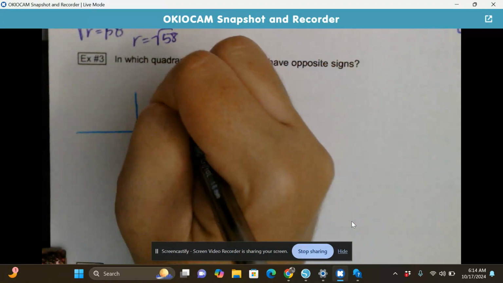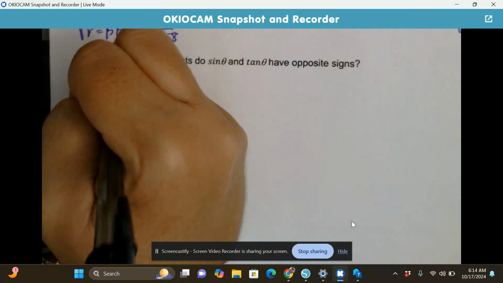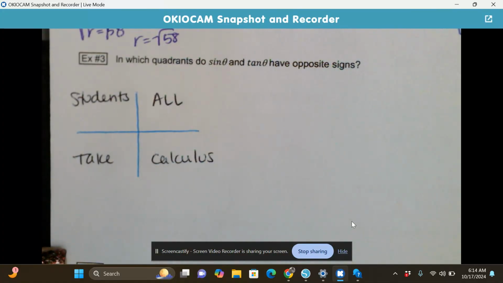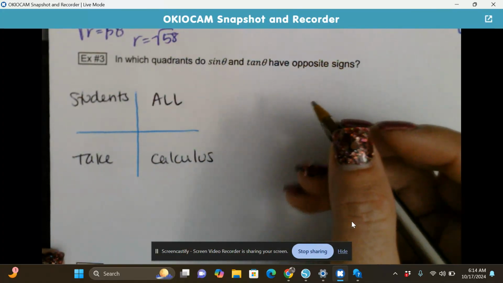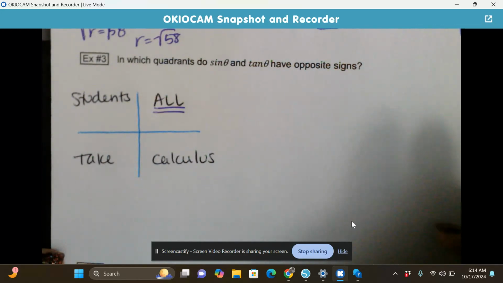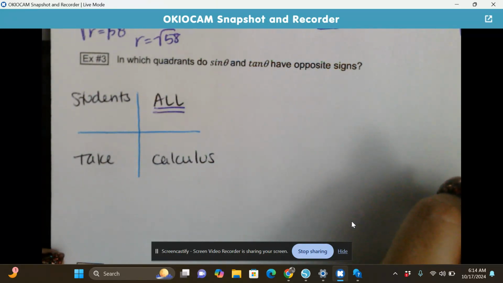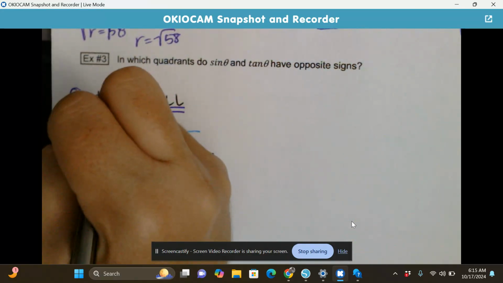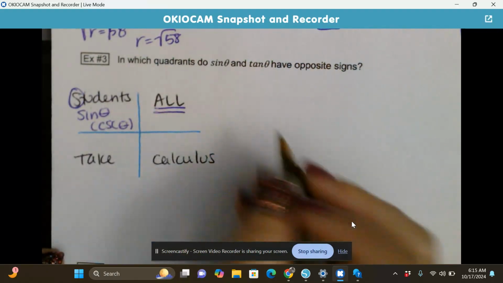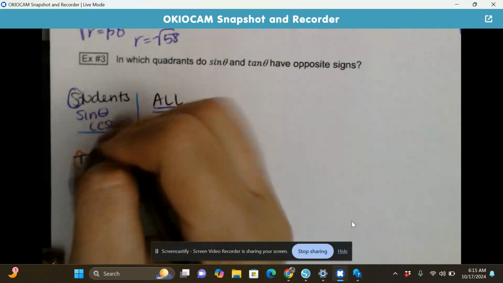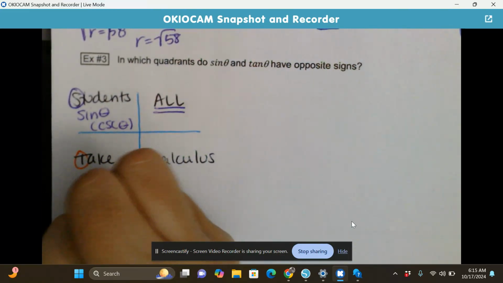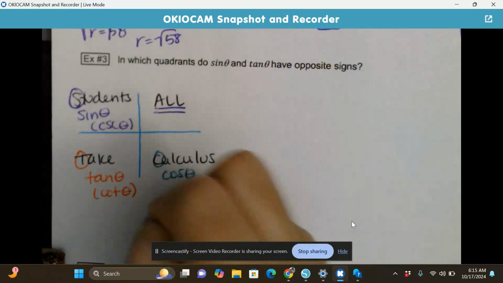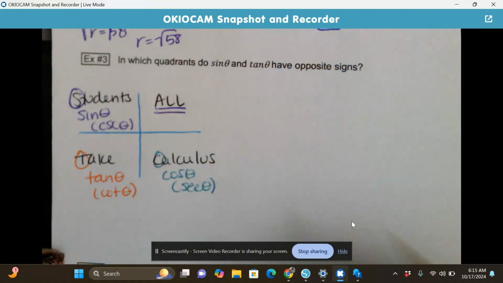It's called All Students Take Calculus. And it literally tells you what's positive. So in the first quadrant, everything is positive. Sine, cosine, tangent, cosecant, secant, cotangent, all of those. In the second quadrant, sine is positive, which also means that cosecant would be positive. In the third quadrant, tangent is positive, which would also mean cotangent is positive. And in the fourth quadrant, cosine is positive, which would also mean that secant is positive.